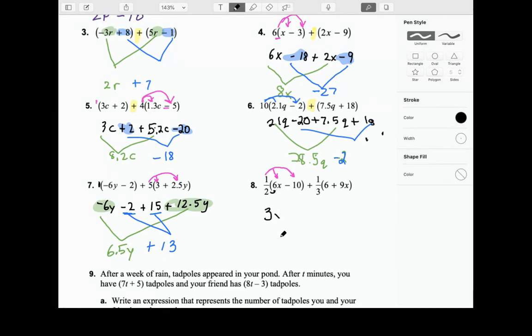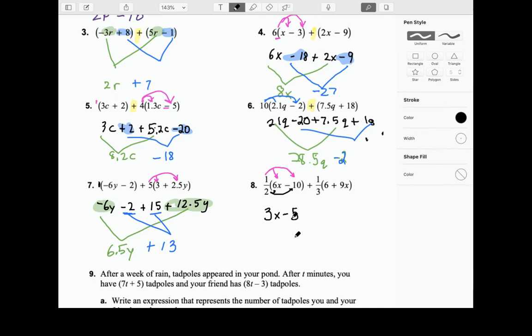That's 3x minus, and I've got half of 10. Oh, what's half of 10? Oh, that's easy too. That's 5. How do I do that? Half is just dividing by 2. So I just divide those by 2.